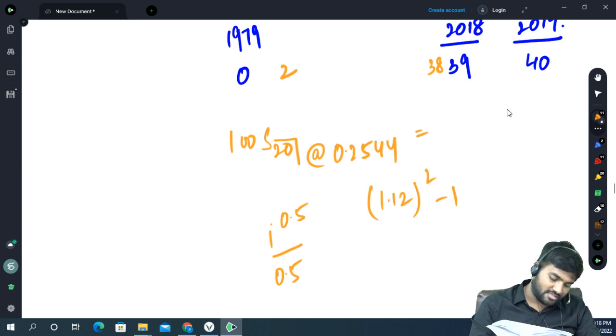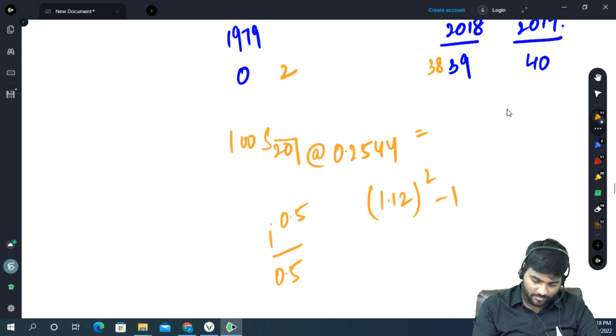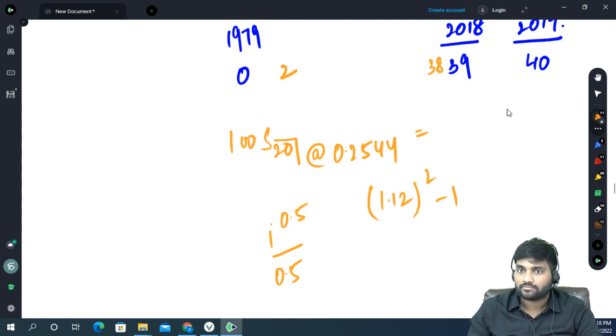So you will get this answer in 42, I guess. It's 45389. Is it? No, first solve this and get the answer. What is the answer? Do it.